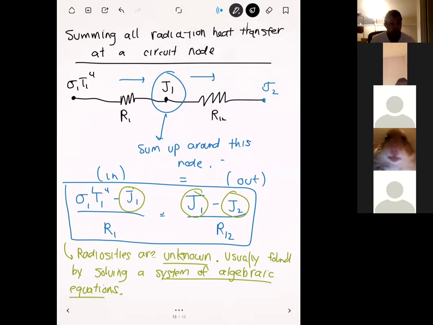Any questions on this before we do the example? Okay. All right, let's go ahead and redo an example that we did earlier. Let's do our concentric spheres, except this time I'm going to put numbers on this so we can actually solve. So this can be radiation exchange between spheres.